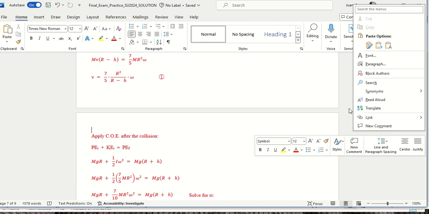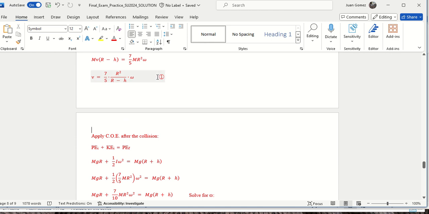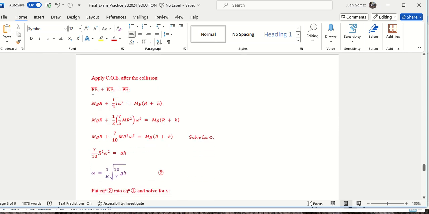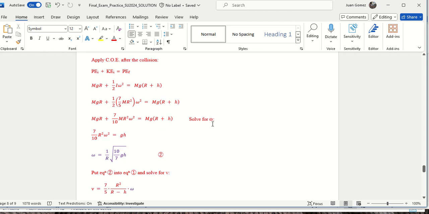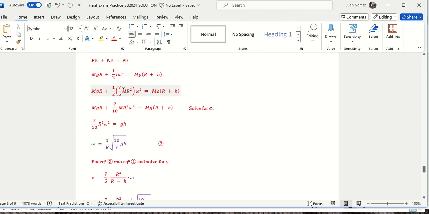Now remember, with conservation of angular momentum, you get equation 1. You solve the angular momentum equation for v. Well, obviously you're going to solve the conservation of energy equation for omega. So let's go ahead. PE initial plus KE initial equals PE final. mgR plus 1/2 I omega squared equals mg(R plus h). Well, what is I? Next line. We know I is 7/5 MR squared. So put that in for I, omega squared, then mgRh. Then simplify, and you get this equation here. And now you want to solve this equation for omega.